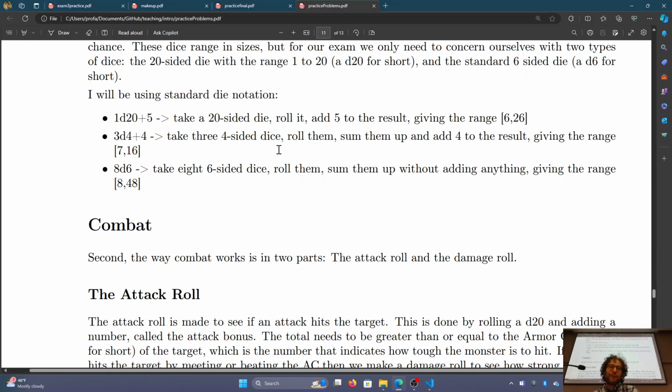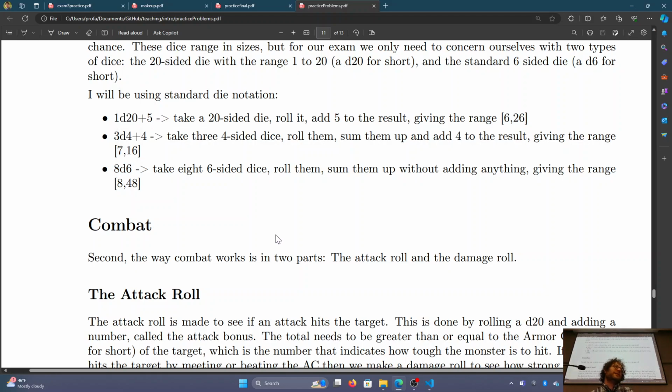Take 3 4-sided dice, roll them, add 4 to the result. That gives us a range of, the lowest result we could get is 3 1s plus 4. And then the highest result we could get is 16 because we could get 3 4s, 12, plus 4. And then finally, a really common one, roll 6 8-sided dice and sum them up without adding anything. So that gives the range 6 to 8 times 6, 48.